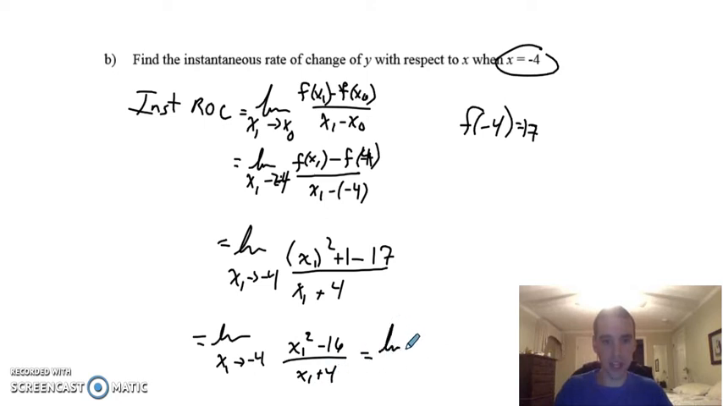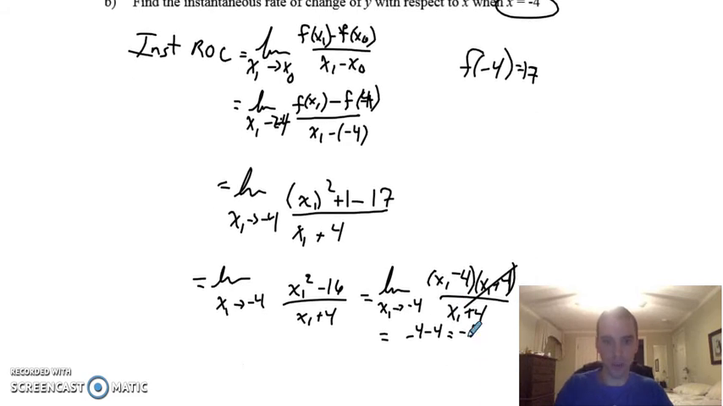We know that that can factor, those cancel, and you're left with -4 minus 4, which equals -8. And so that right there is our instantaneous rate of change at that exact moment for the function x squared plus 1.